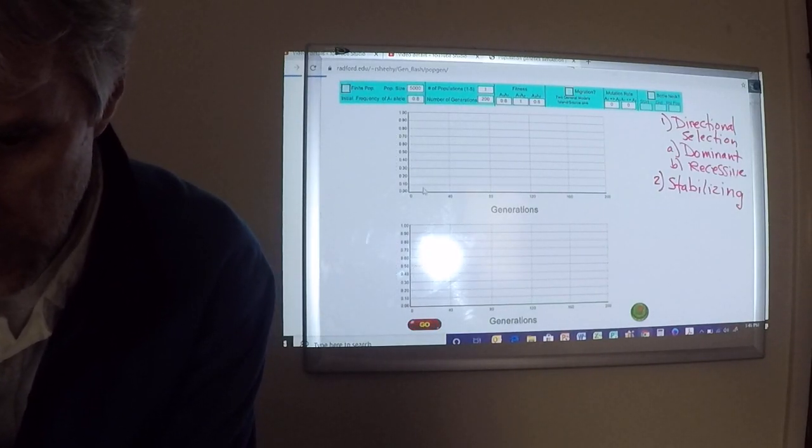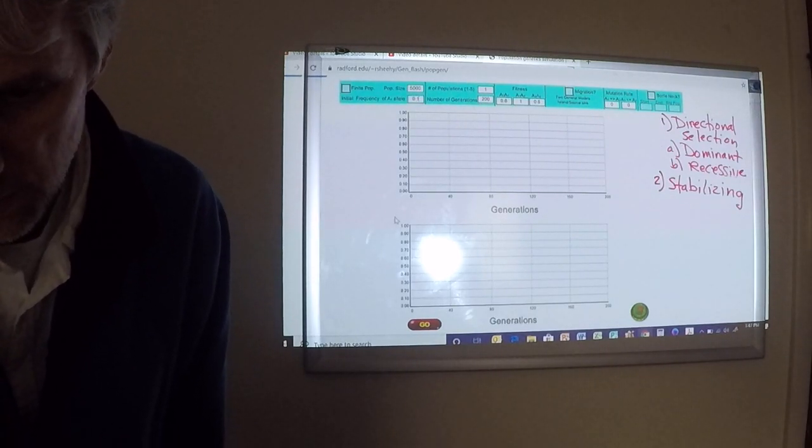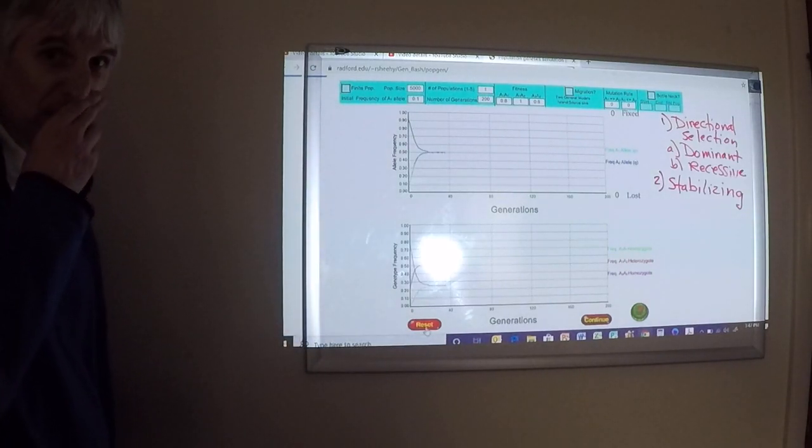What if I started at 0.1? Comes back to 50% again.